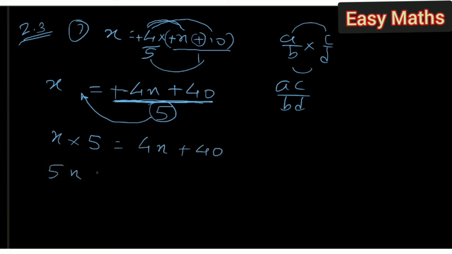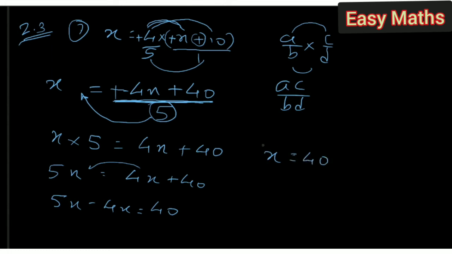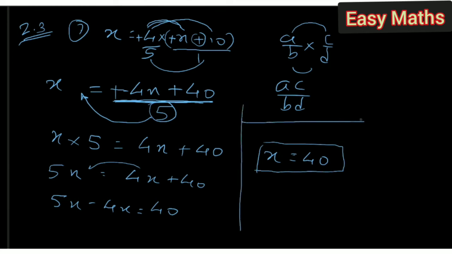Now it is 5x equal to 4x plus 40. This 4x will go to the other side and it will become 5x minus 4x equal to 40. And now 5x minus 4x has to be x only. So we get the value of x equal to 40. So this is the answer. Very simple question it was. Let's move on to the next question.